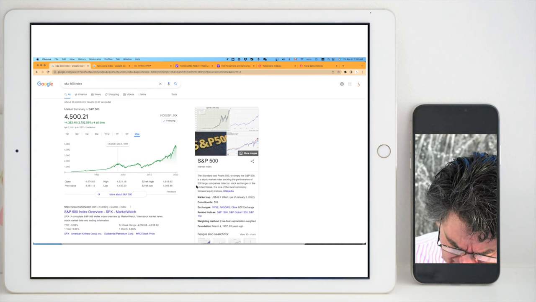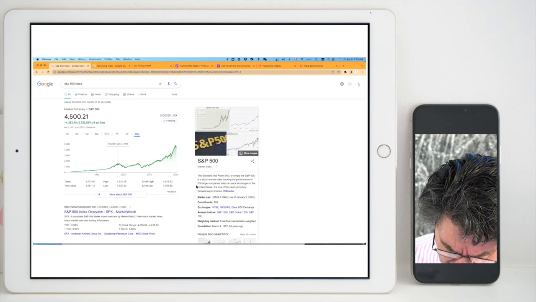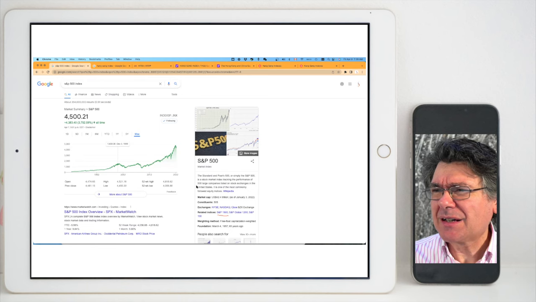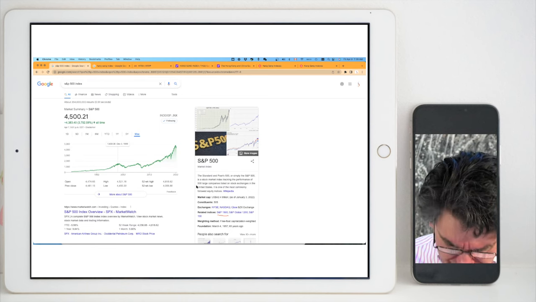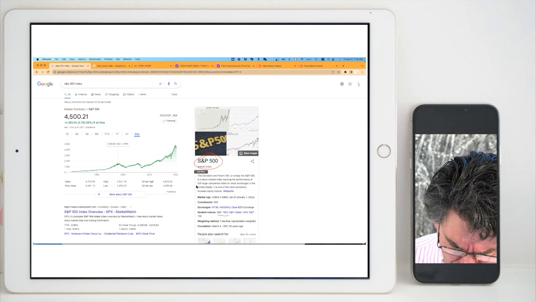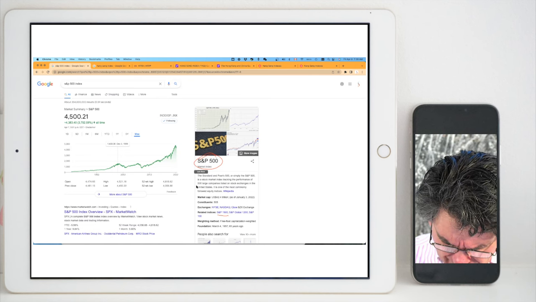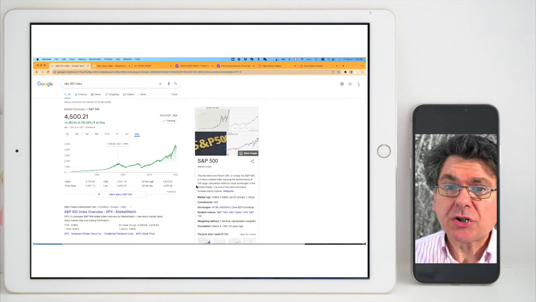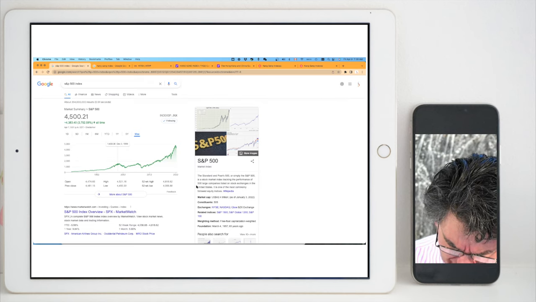These are the exchanges that use that, okay, and there's related indices, the S&P 1500, S&P Global. These are just variations on the same idea. The 500 is the most common one. And there's another thing that I want to draw your attention to. It says here, weighting method. What does that mean?